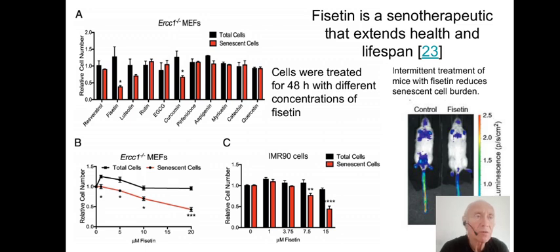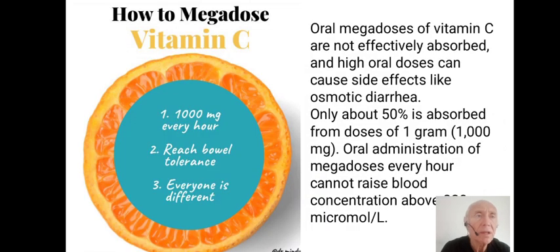So it is recommended, mega doses of vitamin C. Oral mega doses of vitamin C are not effectively absorbed, and high oral doses can cause side effects like osmotic diarrhea. I consider it is not a problem, because you are cleaning your gut. If you take it in the morning, all these toxic products, like not digested protein, will be removed from your gut.